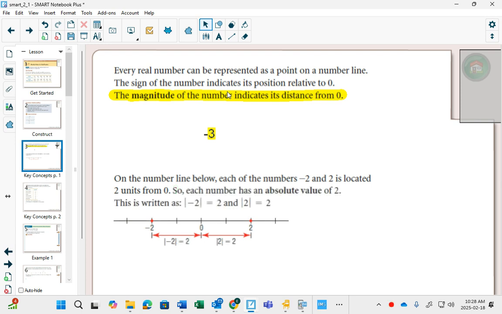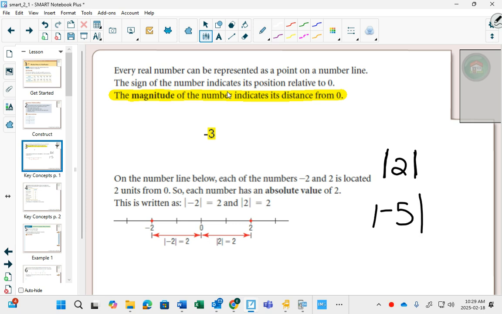Both 2 and minus 2 are 2 units away from 0, and we use these absolute value bars. They look like ones, but they're a little bit longer. This is not 121. These are straight up and down lines. And that means how far away is 2 from 0? It's 2. How far away is minus 5 from 0? It is 5 units away.